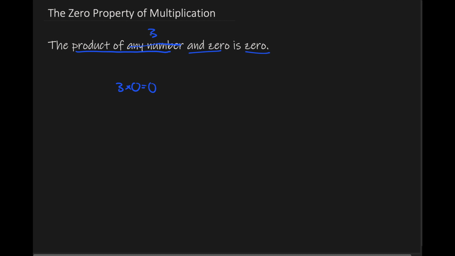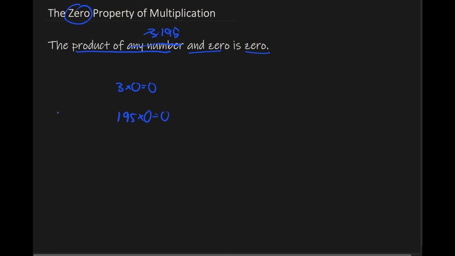Now let's try this with something else. Let's go with 195. 195 times 0 equals 0. So now we realize this could work with any number. That is why it's called the 0 property. It's not called a 1 property or a 2 property. It's called the 0 property.